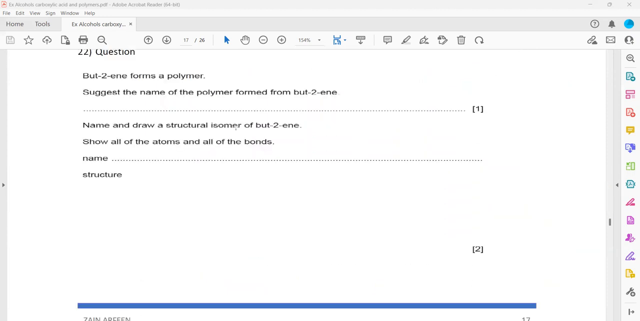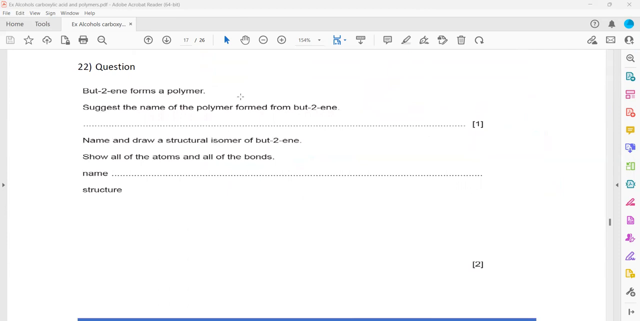The next one: butene forms a polymer. Suggest a name of the polymer formed from butene. It is polybutene. If you say butene, that is wrong, because the name of the polymer is named after its monomer. Because the monomer was butene, the polymer will be polybutene.